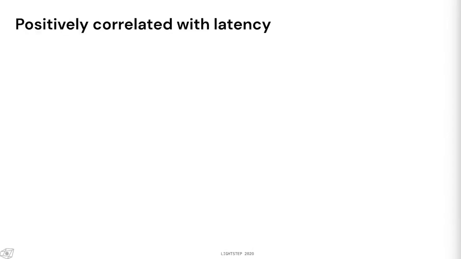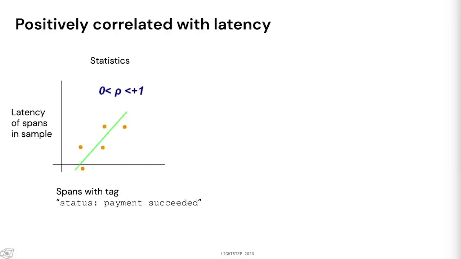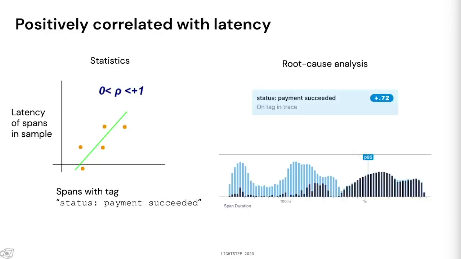So I wanted to next share a few examples of how this works in practice. On the statistics side, we're correlating two variables, x and y. The x variable is spans with a certain tag, some payments succeeded tag, and the y is some latency that we're seeing in the sample of data. How this is presented to the user is on the right side. There's a payment status succeeded tag that has a 0.72 correlation coefficient, and this indicates that there is some strong correlation between that tag and slowness in our data.